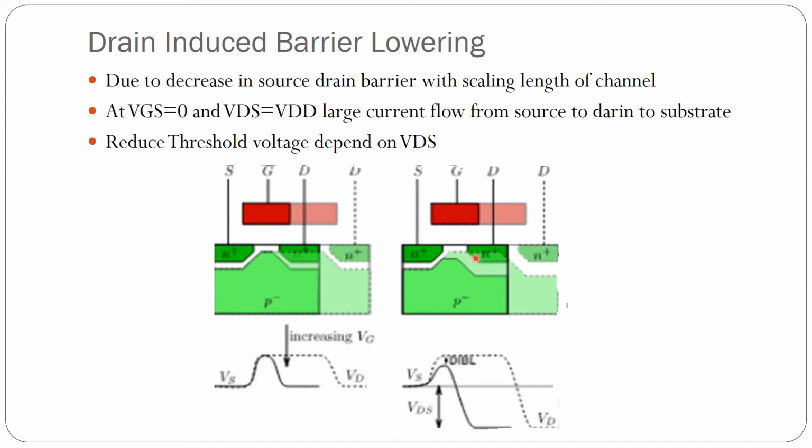So you can see here the barrier height is higher for the long channel, and as the channel length is reduced, the barrier height is reduced. As a result, it is easy for electrons lying here to move down the substrate. That is why threshold voltage is reduced because of this effect, and leakage current flows from source to substrate via the channel. That is also called reverse current.